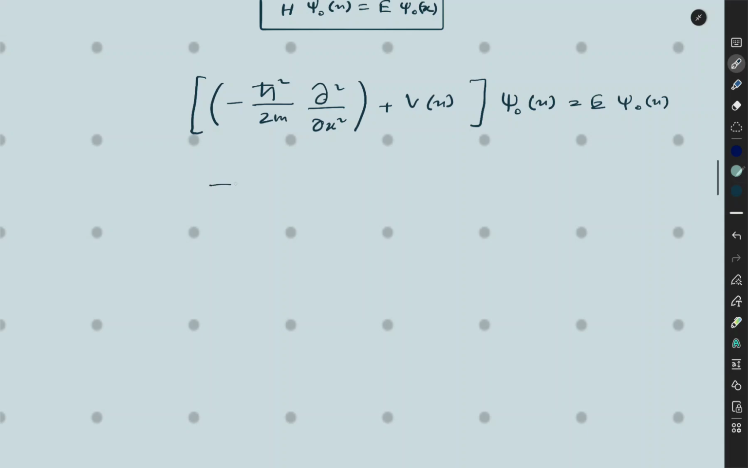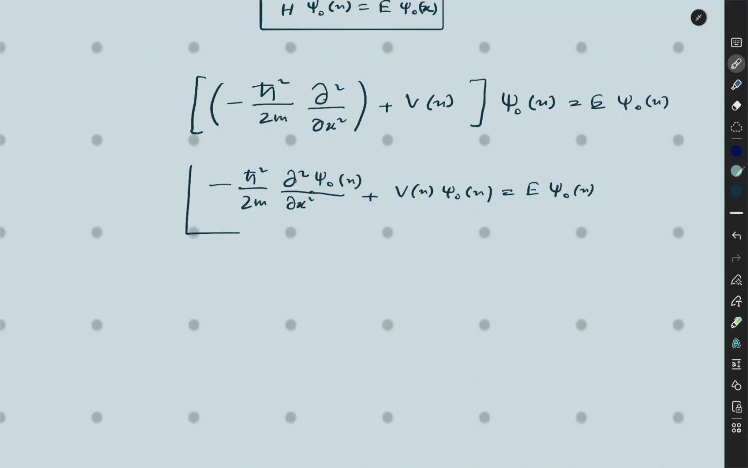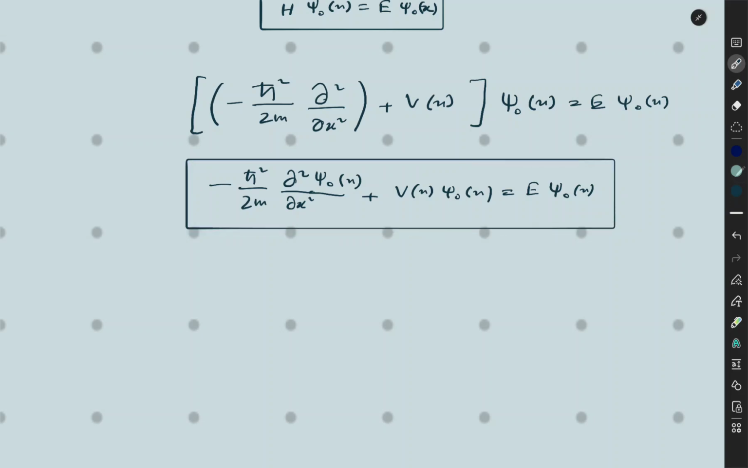So it becomes minus h cut square by 2m del square by del x square psi naught of x, the wave function, plus v of x psi naught x equal to E times psi naught of x. So we'll put it inside a box. This is the same equation that we used in our past two lectures to solve the 1D box and 3D box problem.